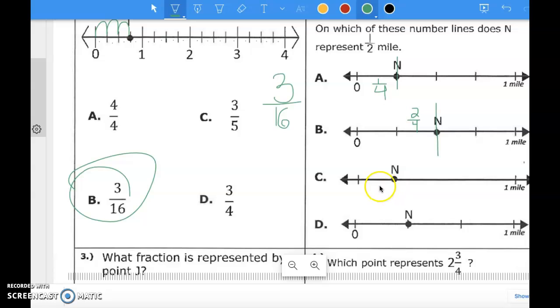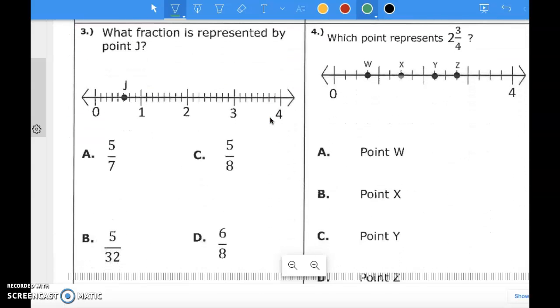This one, it's not divided equally. This is not even a fraction. And this one is 1, 2, 3. This is 1/3. Okay? So my answer is letter B. 2 out of 4. 2 is half of 4. That's my half a mile.